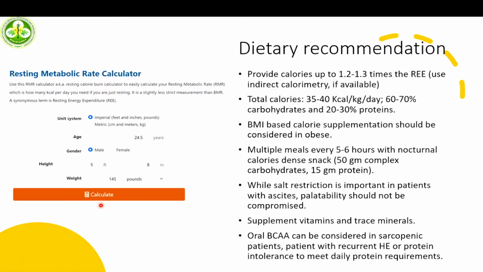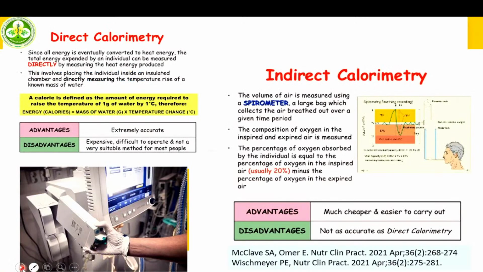How do we write the prescription in a patient who is on a transplant work list? Well, calculating the REE using various calculators based on the age, gender, height, and weight. And here it should actually be the ideal body weight and not the actual body weight as per the newer guidelines. So the dietary recommendations have been discussed, and we need to identify what is the requirement.